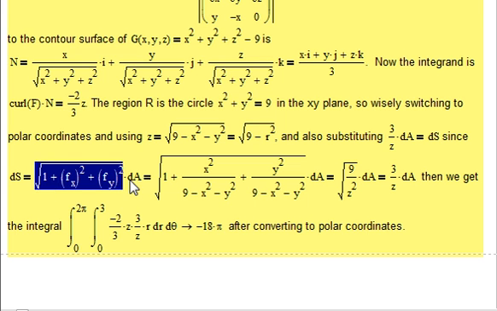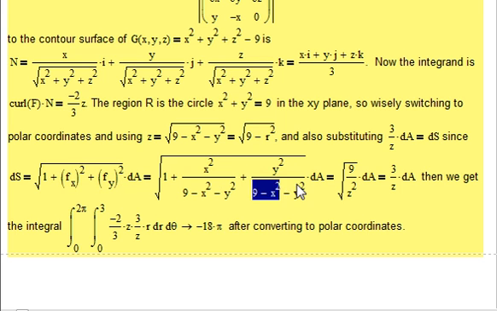So that dA, which, okay, now this partial is here, this partial is here, and if you do all the math on this, this is 9 minus x squared minus y squared over 9 minus x squared minus y squared, and then plus x squared plus y squared over 9 minus x squared minus y squared. The whole thing turns out just to be 9 over 9 minus x squared minus y squared, but remember 9 minus x squared minus y squared is another name for z squared. So that's just 3 over z dA, like I said up here. That's where that came from. So we wind up getting this integral.